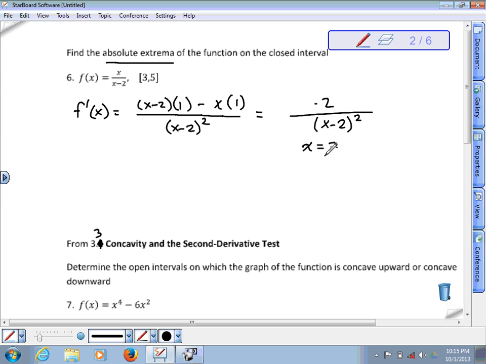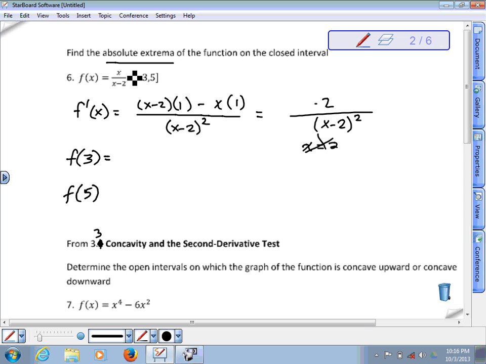But we have to consider the interval on which we want to find extreme values. The critical value does not lie within the interval 3 to 5, so we're not going to consider it as a possibility for giving an extreme value. All that leaves are the two endpoints. So 3 and 5 are going to yield an absolute minimum and an absolute maximum. We just have to evaluate them in the original function to see which one has the highest value.